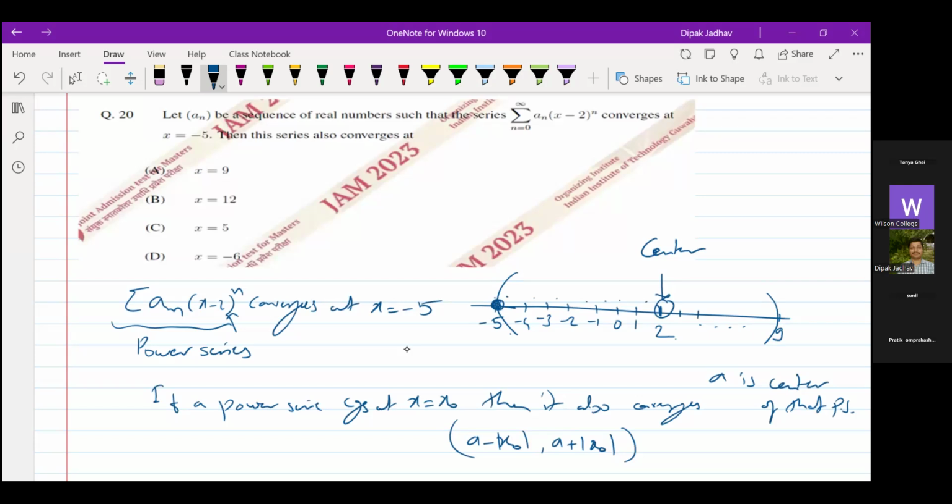So which option is correct then? Series converges at 12. Is it correct? No, because 12 is outside. x equal to 5 lies inside somewhere here, between 2 and 3. It converges at x equal to 5. Okay, so one should be aware of all the results, everything, when you go for competitive exams like IIT JAM.